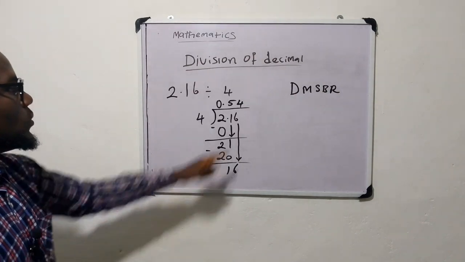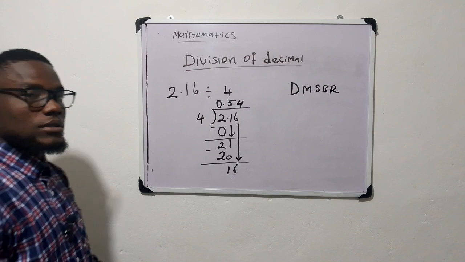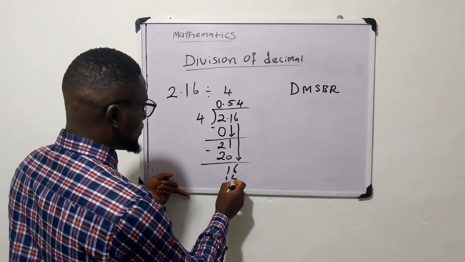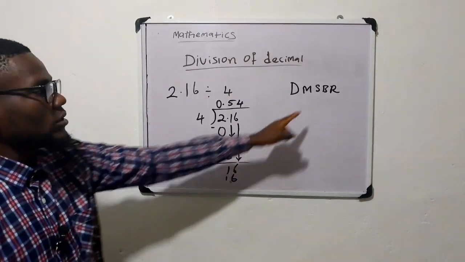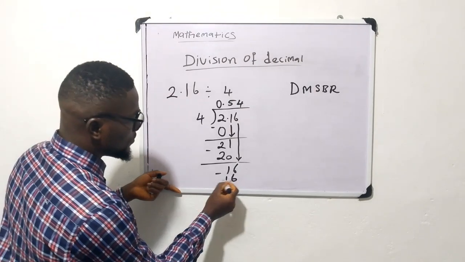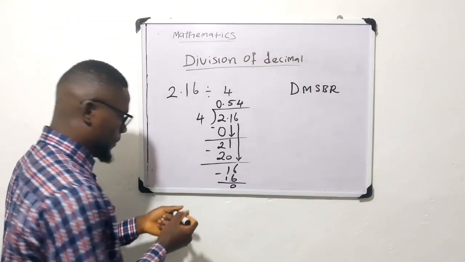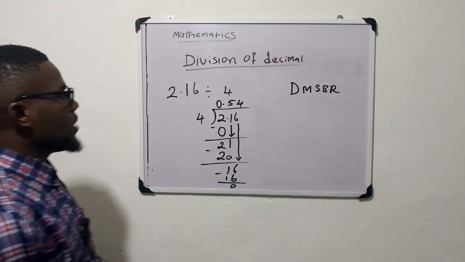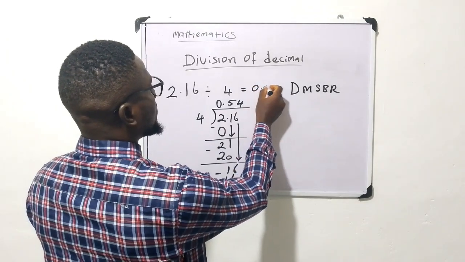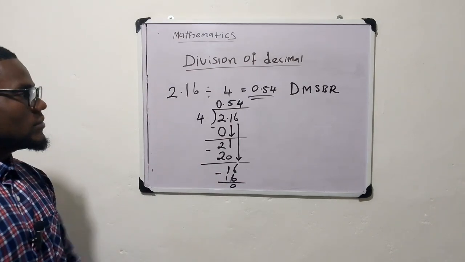Now, what are we going to do now? We multiply. We are done with division. Now, when we multiply 4 by 4, we have 16. Then after multiplication, you have what? Subtraction. Then when you subtract 16 from 16, you have 0 left. So that is to say our answer is equal to 0.54. So that's our final answer.